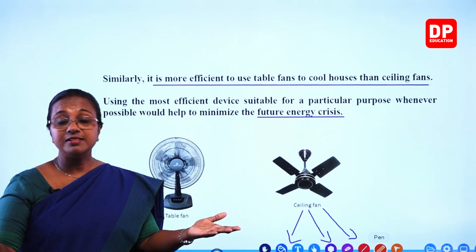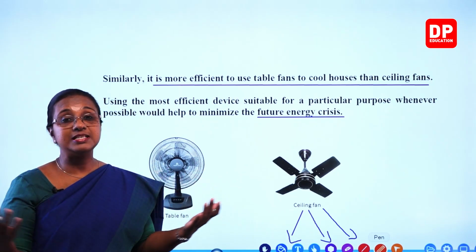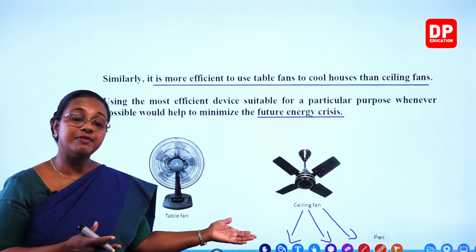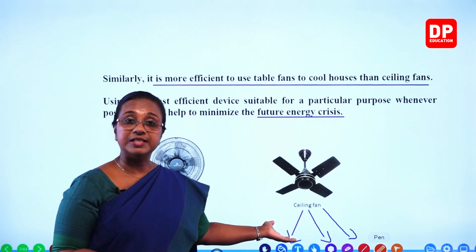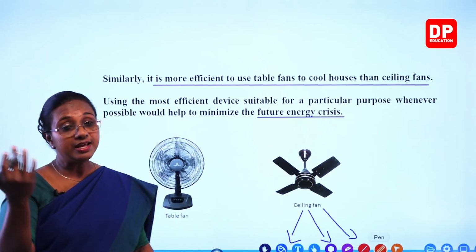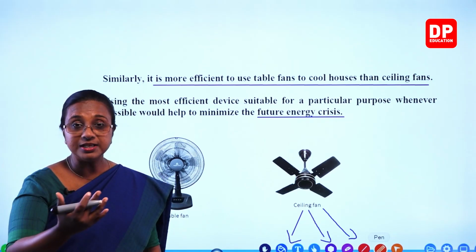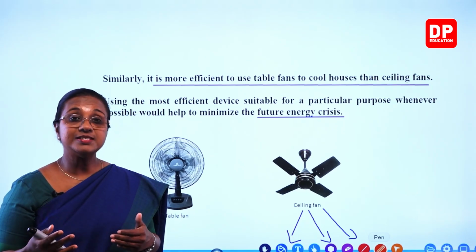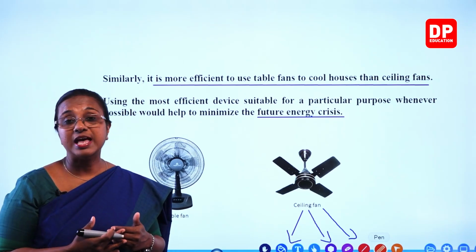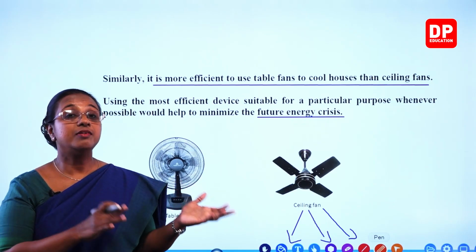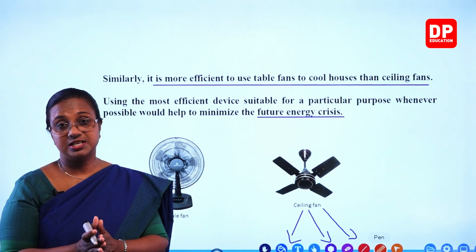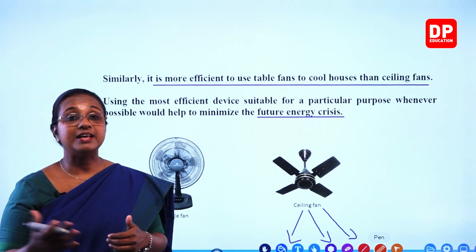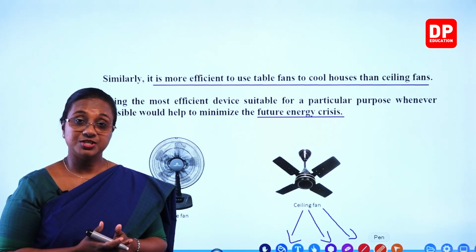But then if there are about 10 people seated in the living room and you have both the ceiling fan and the table fan, maybe you will have to go for the ceiling fan, so that air is blown throughout the living room and it becomes cooler. So depending on the situation, if you have more than one appliance at home, try to use them efficiently. So that is one way of making use of electric energy efficiently.